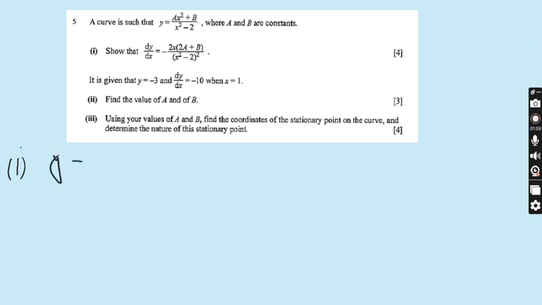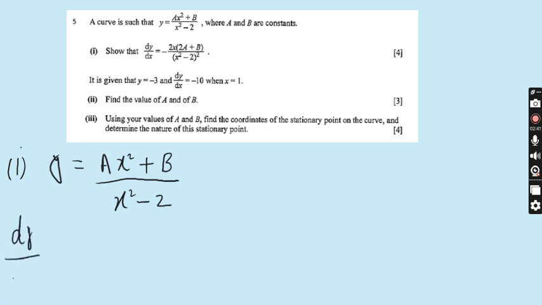Given that the equation of the curve is y equals (ax² plus b) upon (x² minus 2). We have to prove that the derivative of this function is negative 2x(2a plus b) upon (x² minus 2) whole square. In order to find the derivative, you can see this is a rational function, meaning a fraction is given, so we have to apply the u upon v formula. What is the u upon v formula?